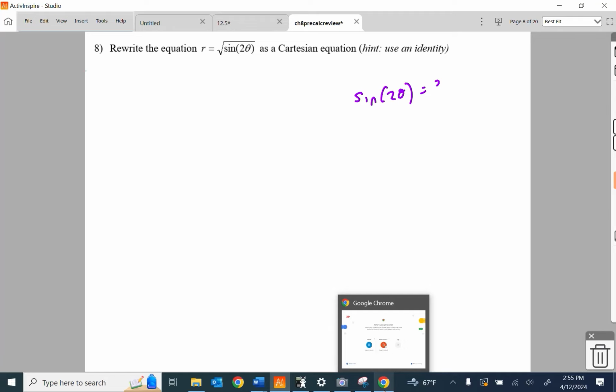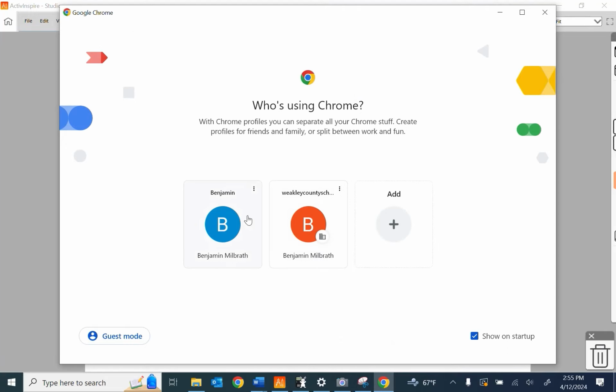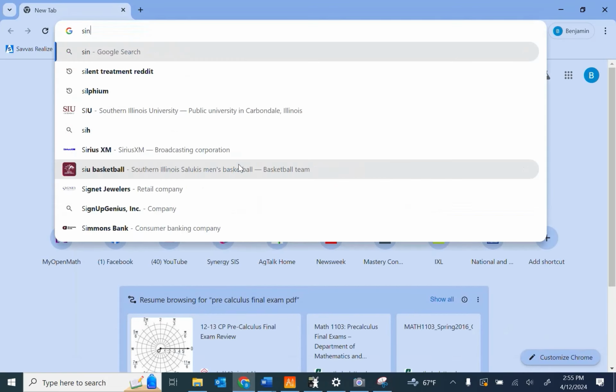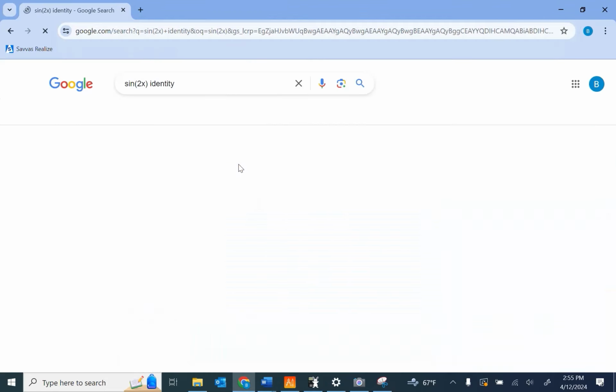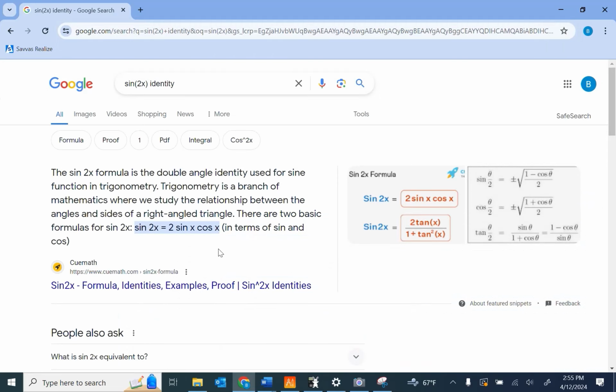I feel like I know what it is, but I'm pretty tired here. So let's just type in sine of twice x and see what Google says. Yeah, 2 sine x cosine x. Good, that's what it was. That's what I was hoping it was. 2 sine x cosine x. Or it's this one. Look at that. So 2 sine x cosine x.